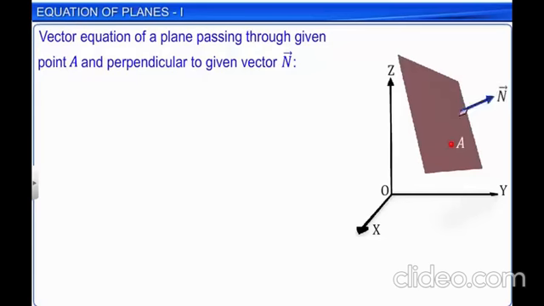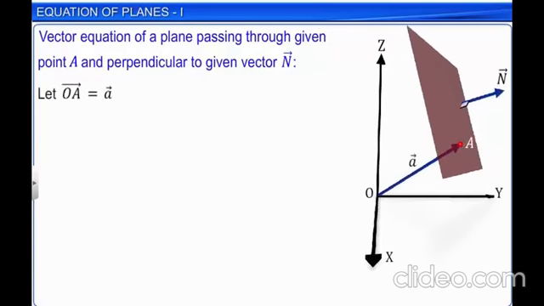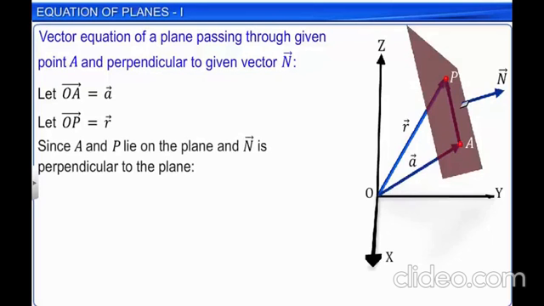vector n. Let vector A be the position vector of point A as shown. Consider another point P with position vector r on a plane as shown. Since points A and P lie on the plane and vector n is perpendicular to the plane, vector AP is perpendicular to vector n. This further implies that the dot product of vector AP and vector n is equal to 0. Let this be equation 1.